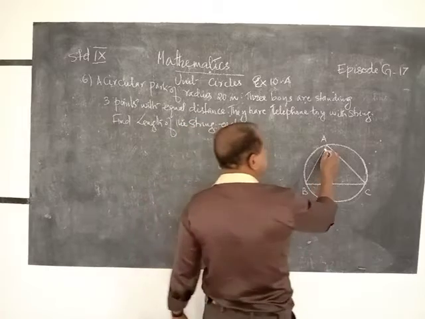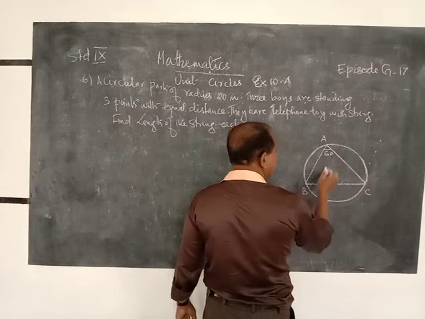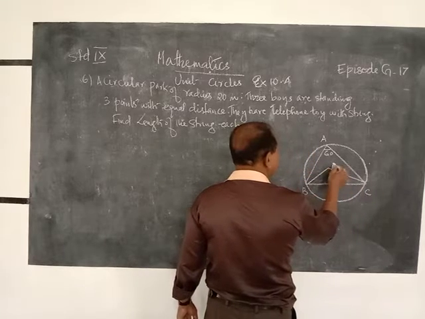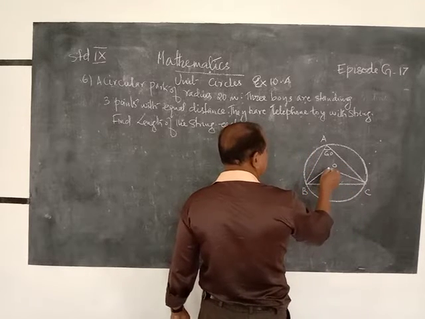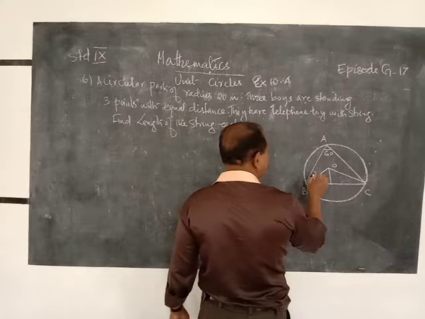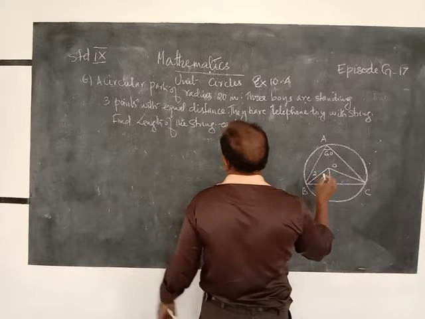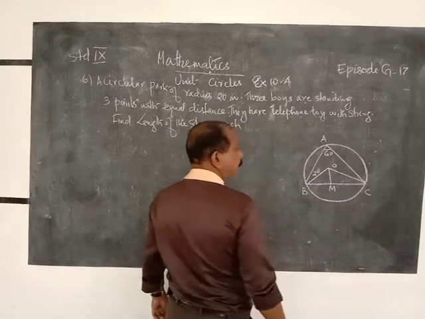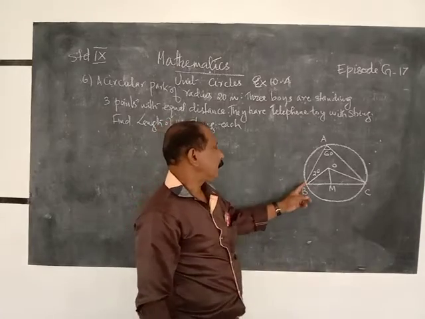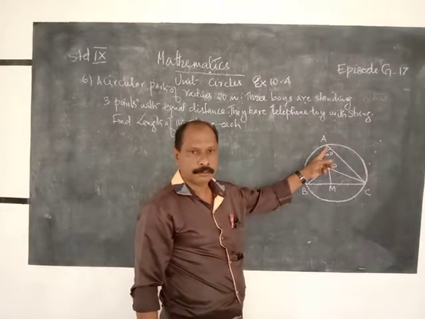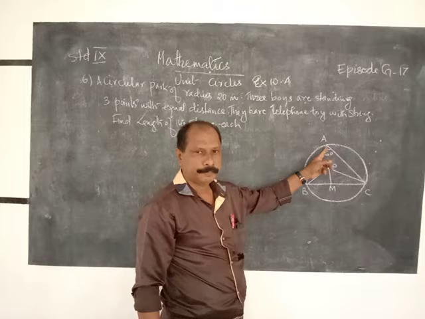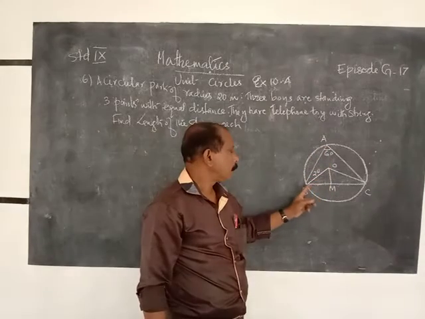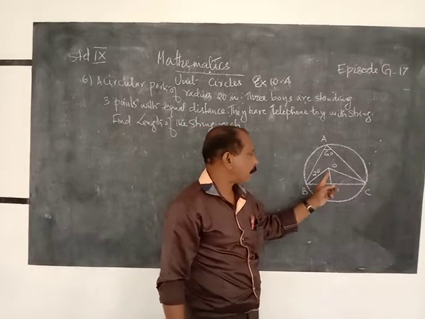Therefore, each angle is 60 degrees. Therefore, this is the radius. O is the center. This is the radius, and it is 20 meter. This is an inscribed angle. And also, this is the central angle of that angle.